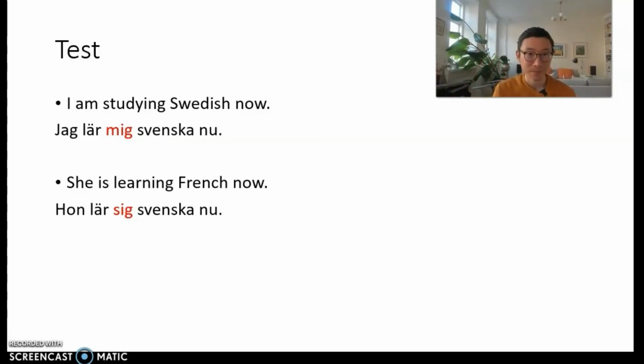Okej, det är allting för idag. It's everything for today. Nästa gång ska vi öva lite mer på reflexiva pronomen. Next time we will do more exercises on reflexive pronouns. We will see more verbs that require reflexive pronouns.